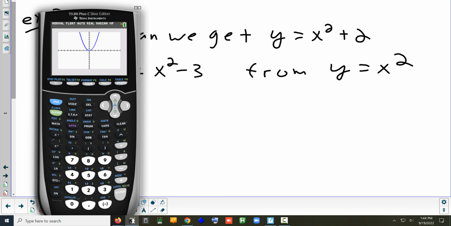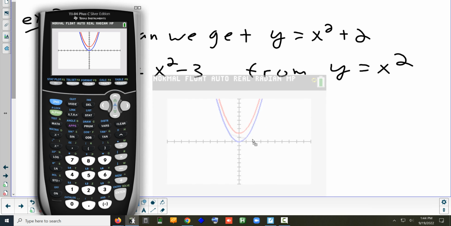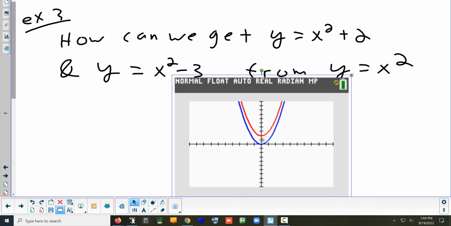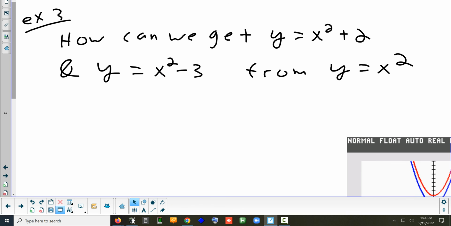Okay, so there's the original, and here is x squared plus 2. Which way did it shift? Up. And you can probably guess what the minus 3 would do. That would shift it down. So let's write that down.